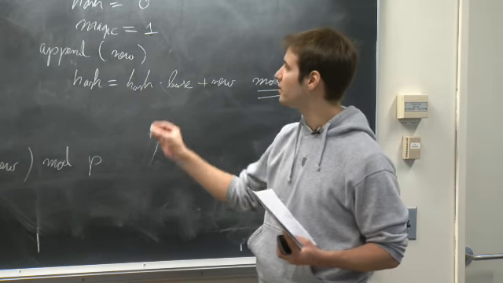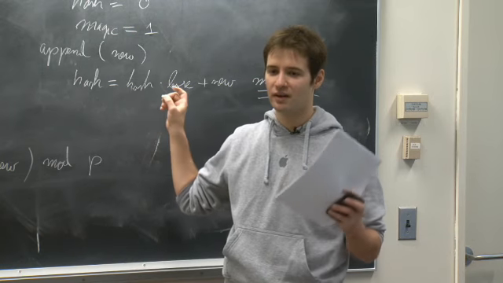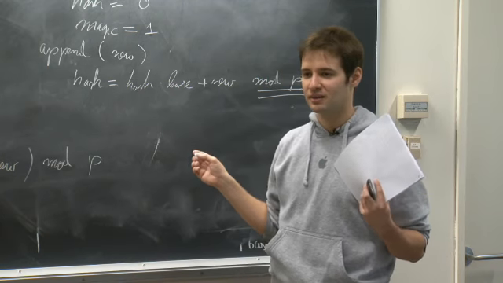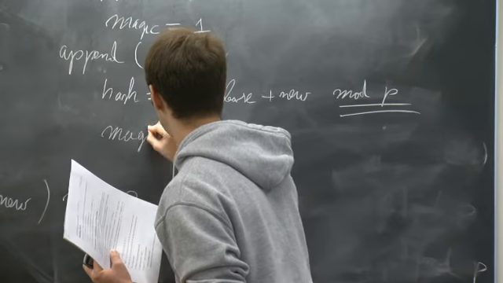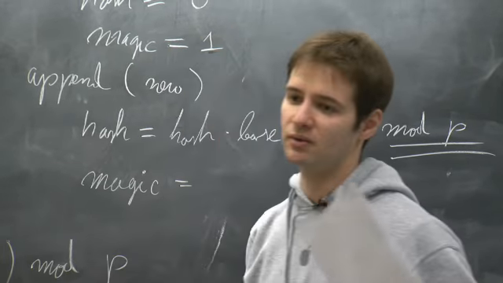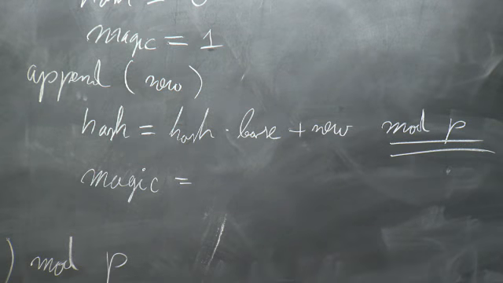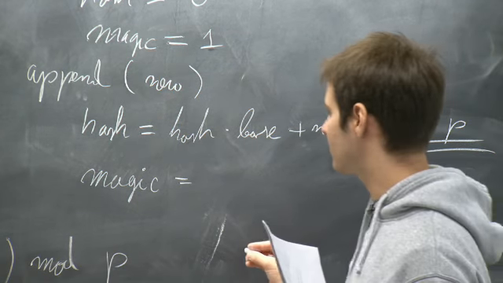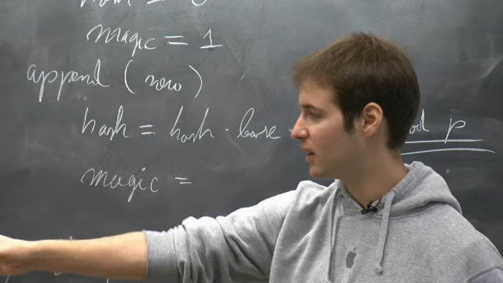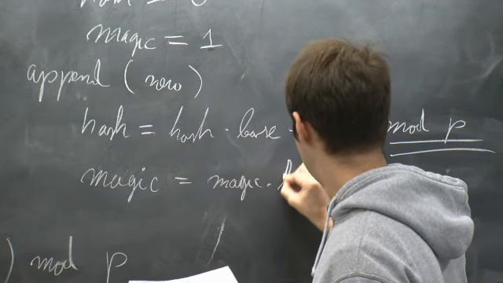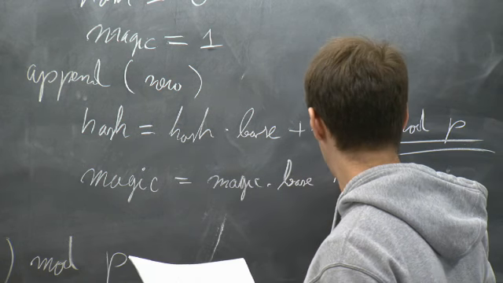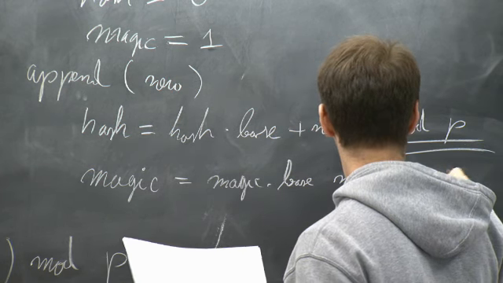OK, I don't have a constant for that, but I have a constant for something else. Magic. So magic is base to the size mod p. So what happened to the window size? Times base mod p. Excellent. So window size grows by 1. Therefore, I have to multiply this by base. Magic times base mod p.